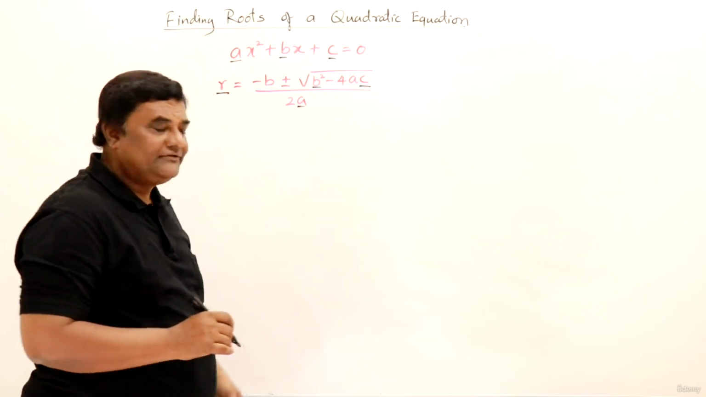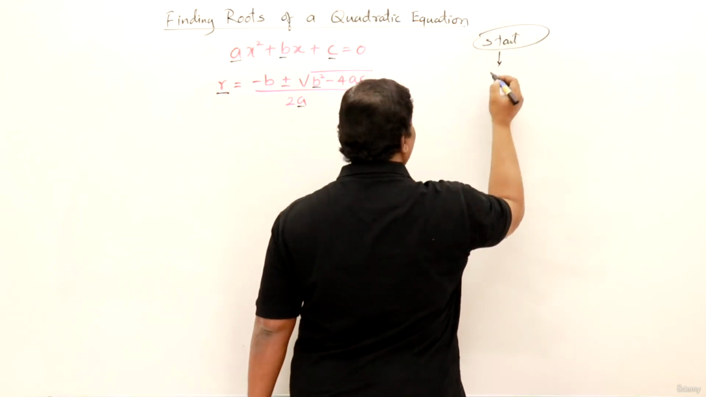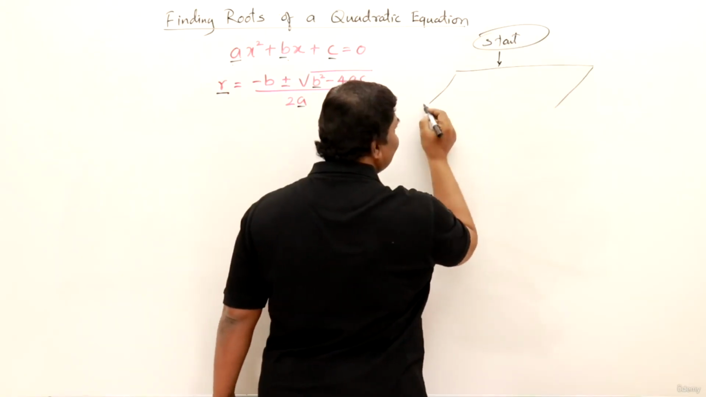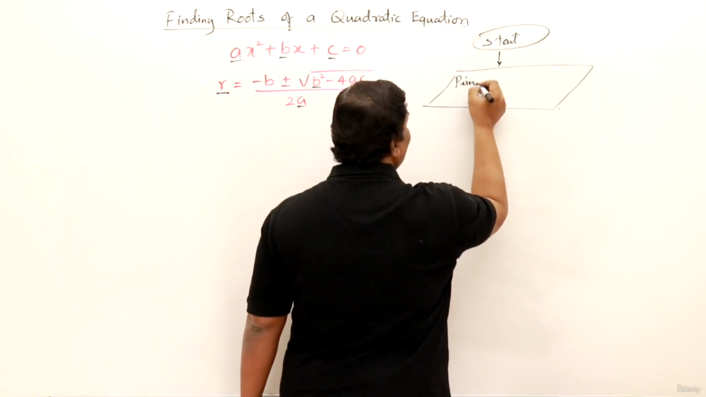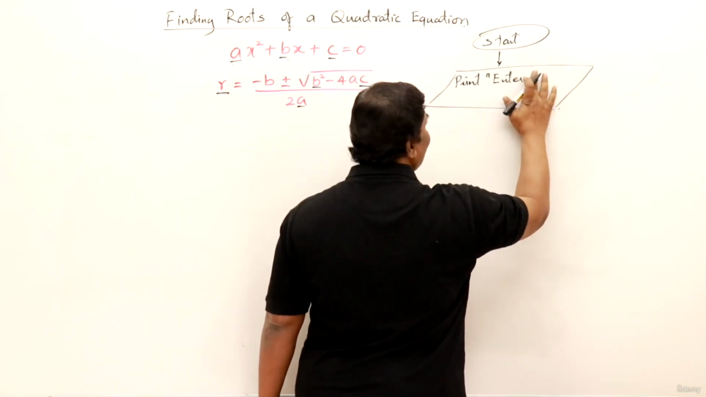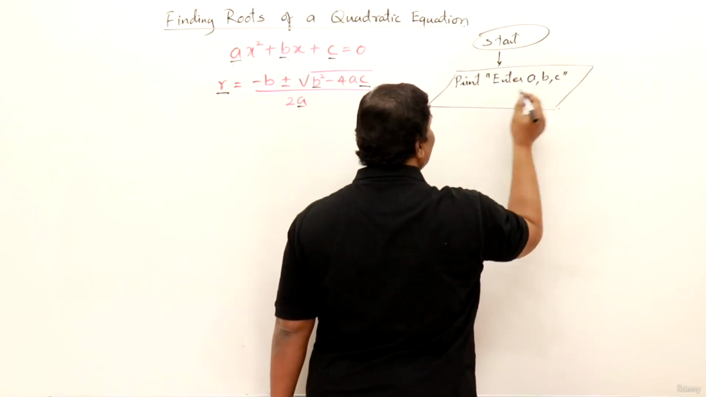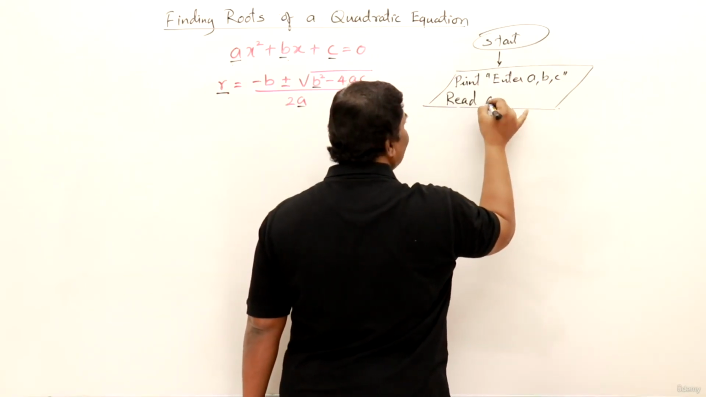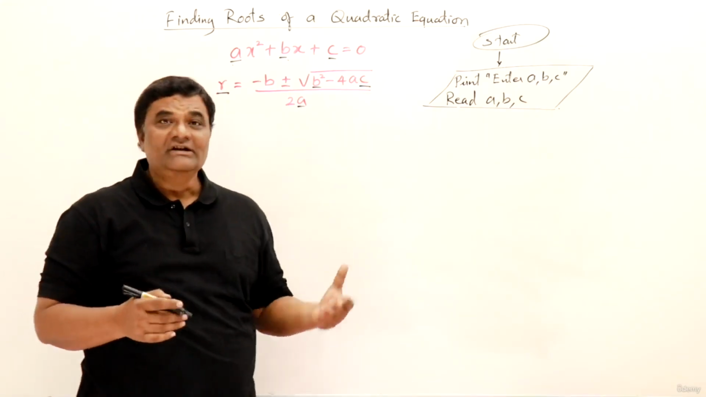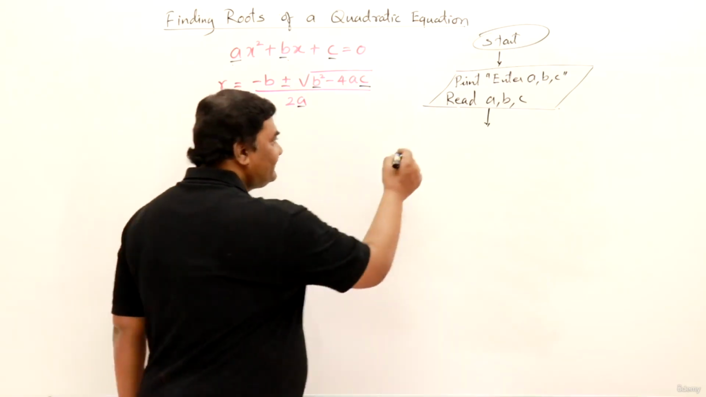So for this, let us first draw a flow chart. Start the flow chart. What is the input? We should know the coefficients a, b, c, three things. Inside this input output box, give a message: enter a, b and c, these three values. Now read a, b, c. Imagine I am a program and I have to calculate the roots. Then I should take the a, b, c values, the coefficients, from you.